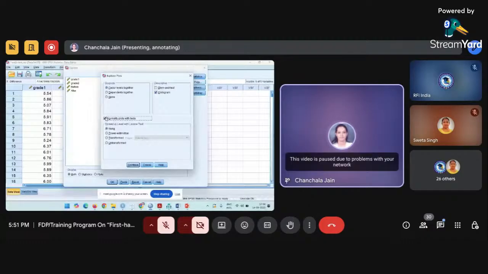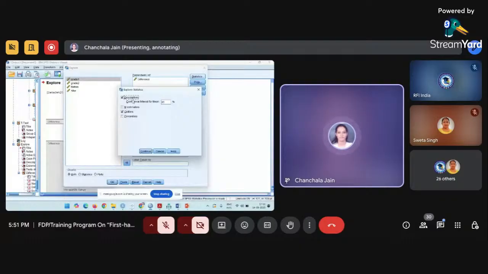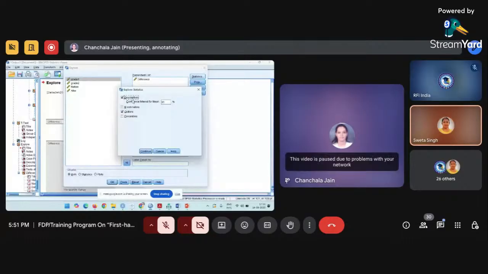Descriptive statistics, then explore, then shift the difference variable into the dependent list box. The first button I clicked was Outliers, then Continue. Then I selected Plots, deselected stem-and-leaf, selected histogram, selected normality plots with tests, then clicked Continue and OK. Done? Yes, ma'am.